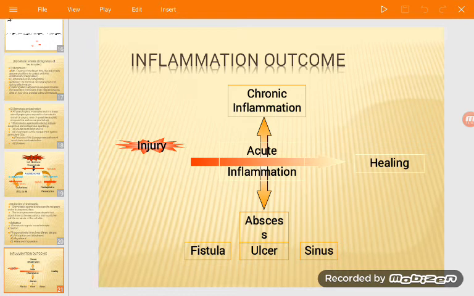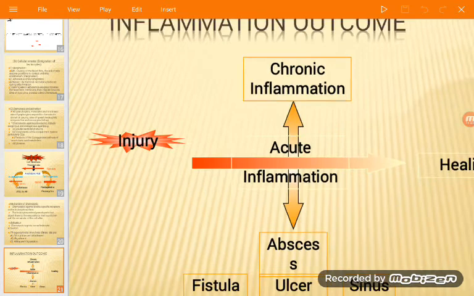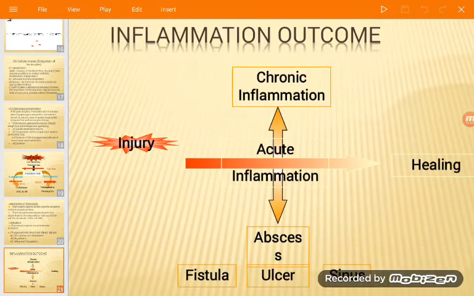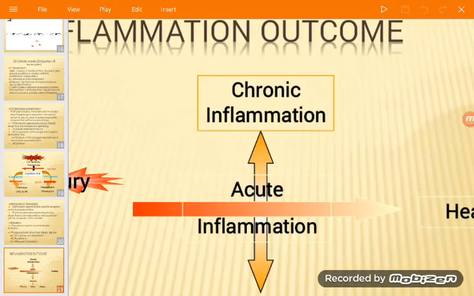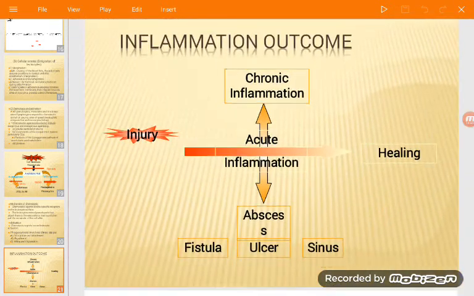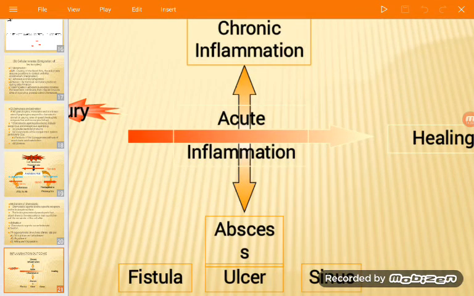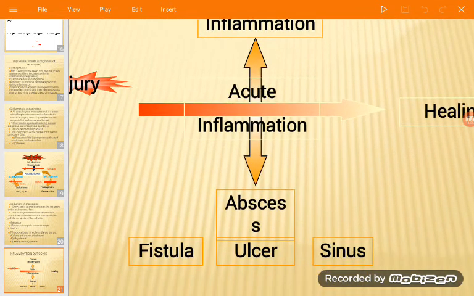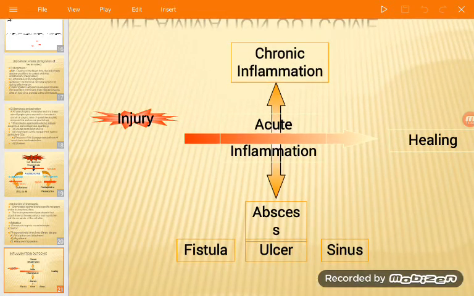Here is the outcome of acute inflammation. There is injury, then the injury leads to acute inflammation. Either the inflammation does not heal for more than weeks and becomes chronic inflammation, or it heals directly, or it goes on to make an abscess. This abscess can lead to an ulcer. An ulcer can go on to make a fistula or sinus. Or acute inflammation can heal by fibrosis.